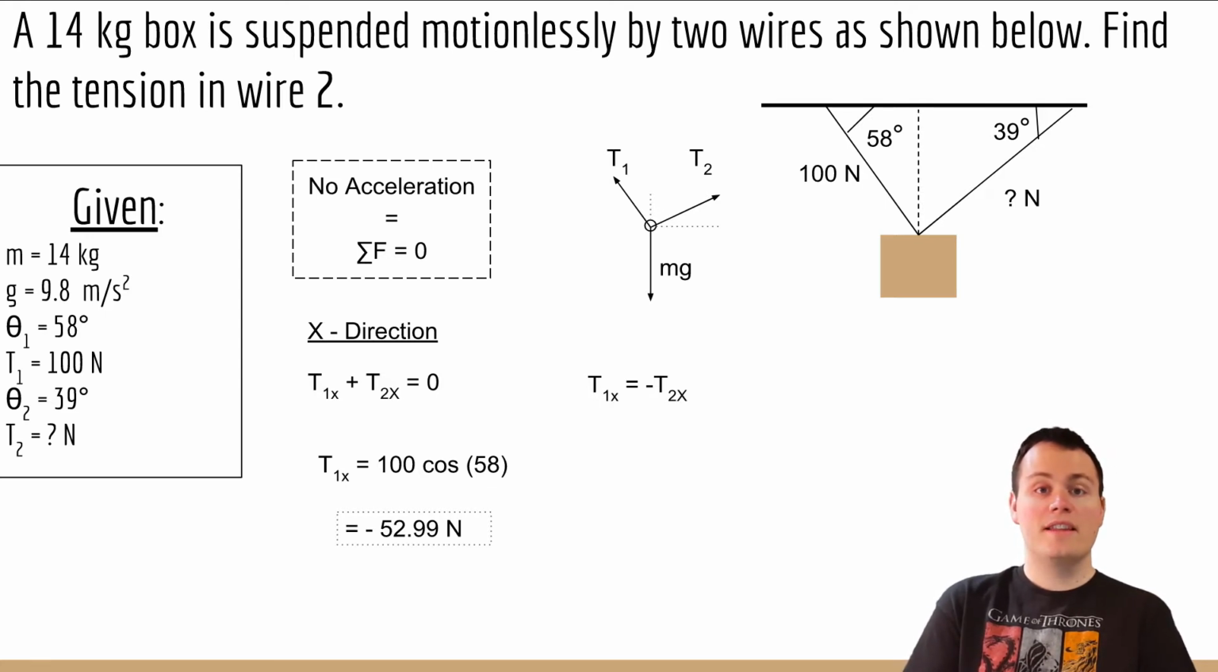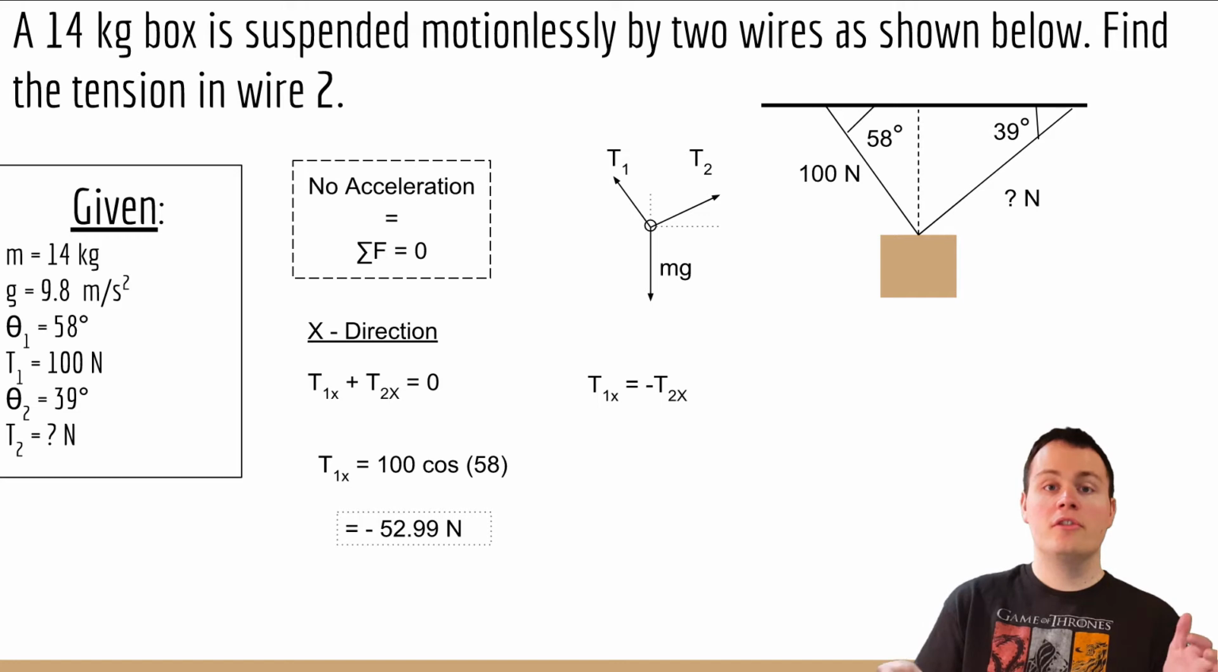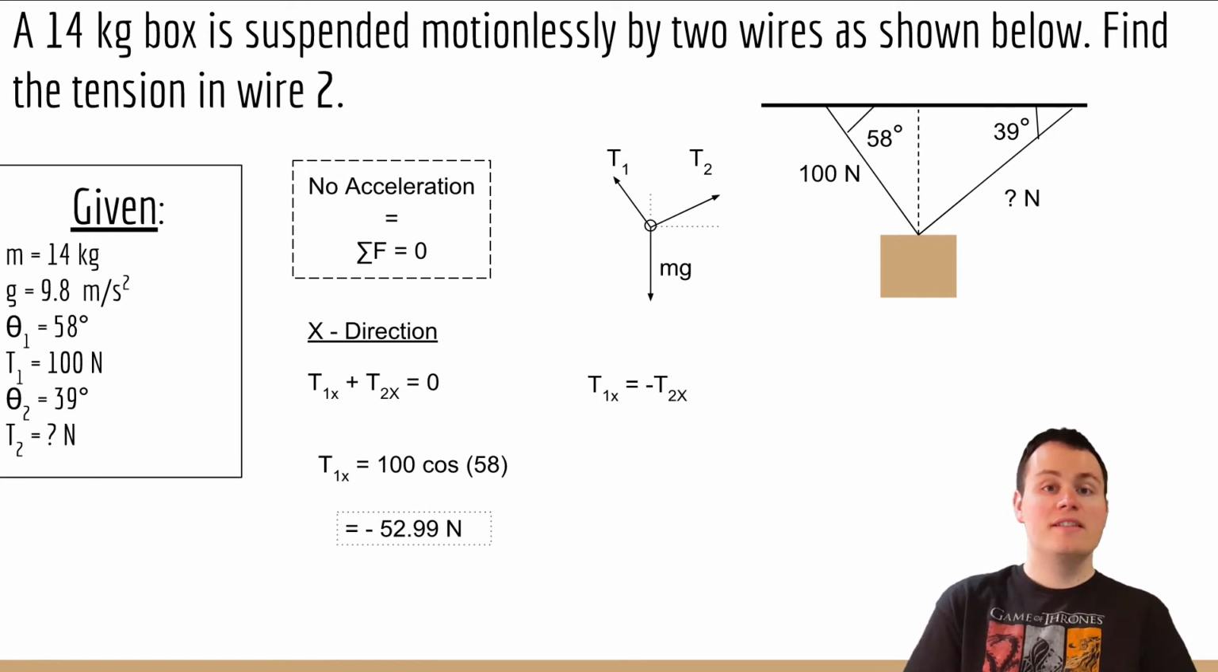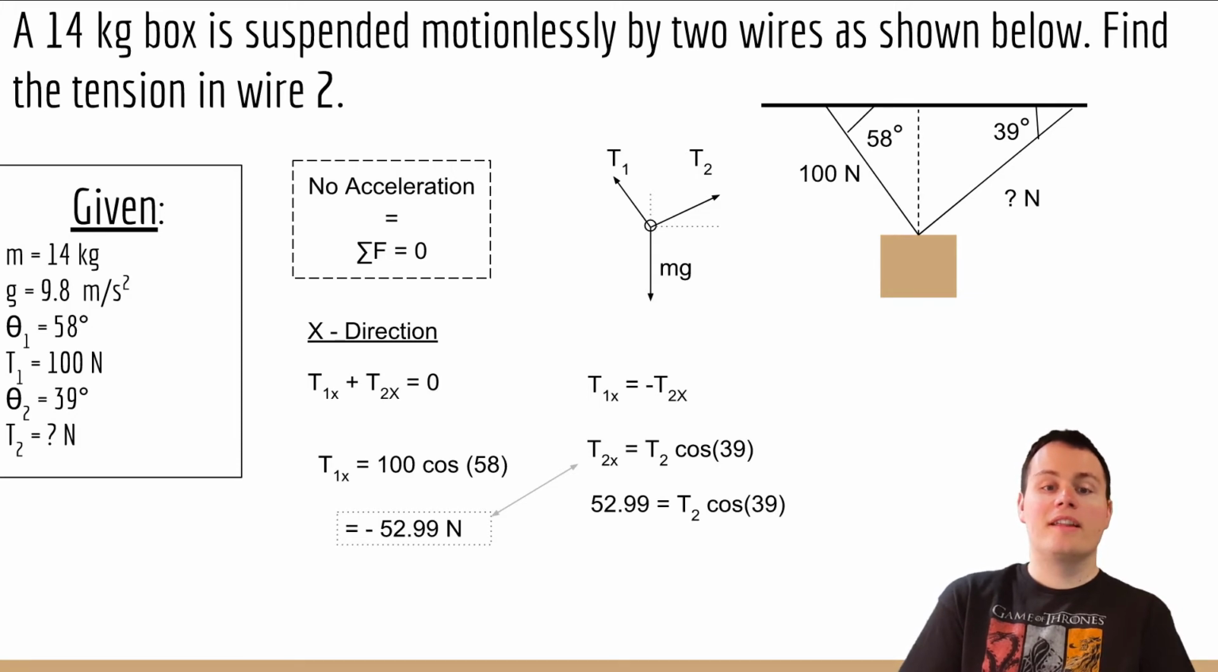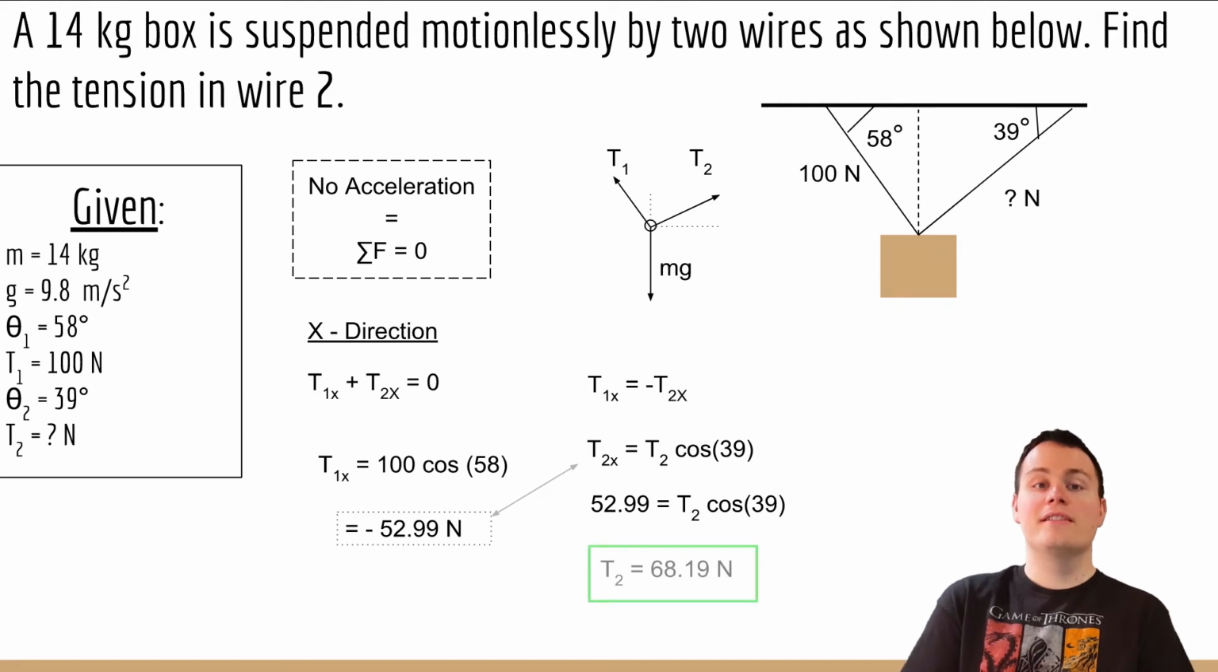Now, because we know that the total force in the x direction must equal 0, that means that the force in the x direction from the other wire must equal positive 52.99 newtons. Now when I use that same equation again, but now with the other angle, I plug that in and I find that the overall tension in the other string is 68.19 newtons, which is the force of the tension that we were looking for. Hopefully that wasn't too bad for you.